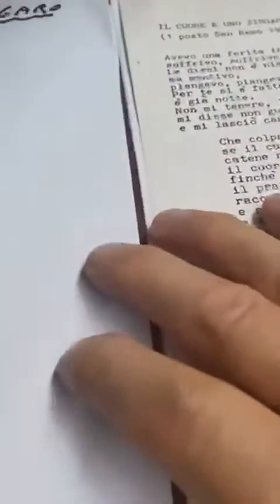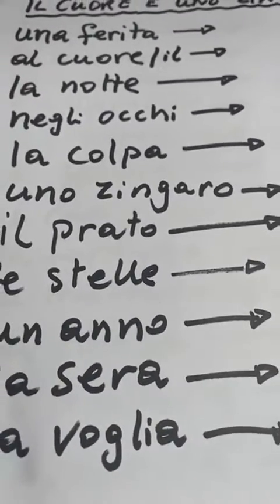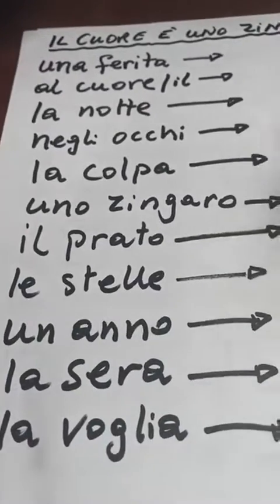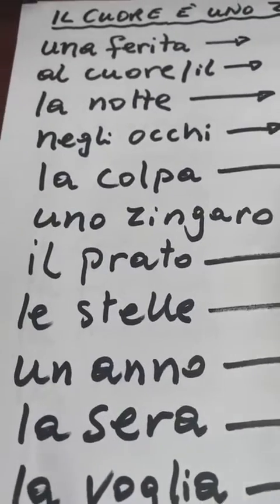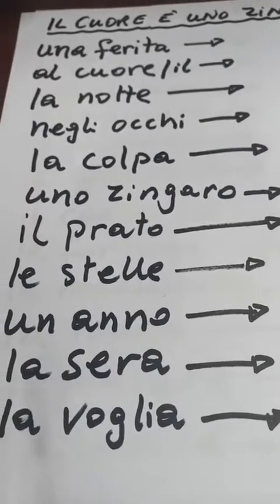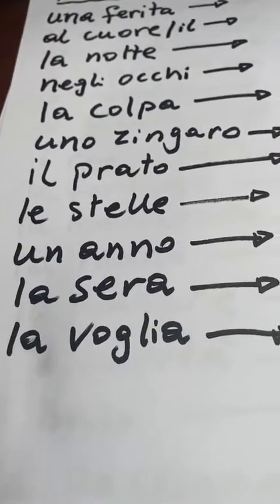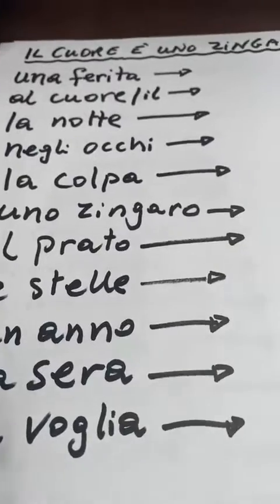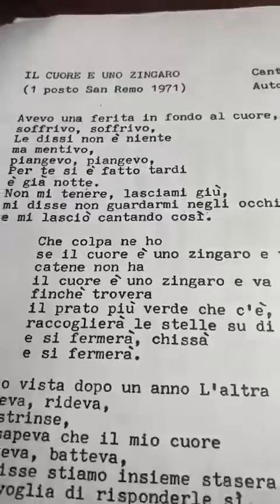Let's have a look. Before we go to it, we'll go to the words, or take out the words. Il cuore è uno zingaro. Una ferita, a wound. Al cuore, o il cuore, the heart. La notte, negli occhi, but l'occhio, that's a plural. La colpa, the fault. Uno zingaro, a gypsy. Il prato is the meadow. Le stelle, the stars. Un anno is a year. La sera is the evening. La voglia is the want, the desire. So, here we go.